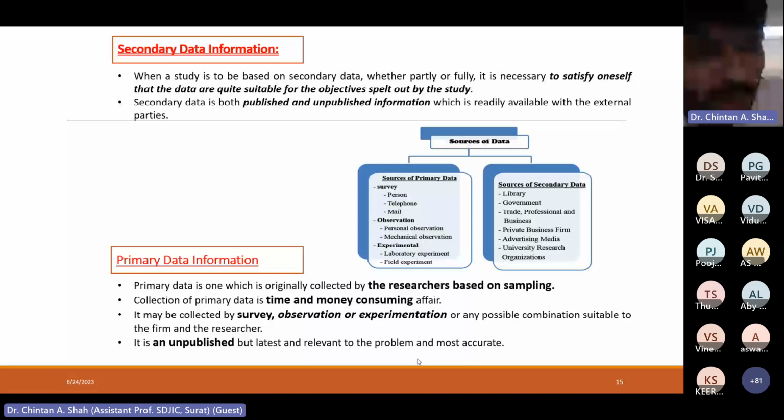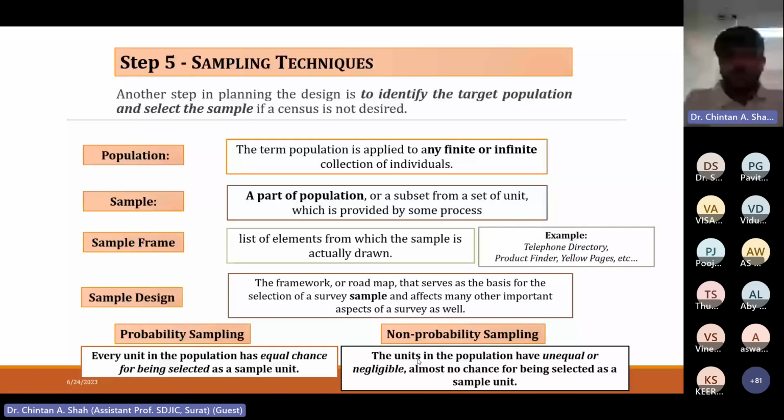Fine. Now the sampling technique, it is very important, and it is known as the sampling plan. You can divide the sampling plan into these four categories. First is population. For a population study, you have to collect from, for example, entire India.